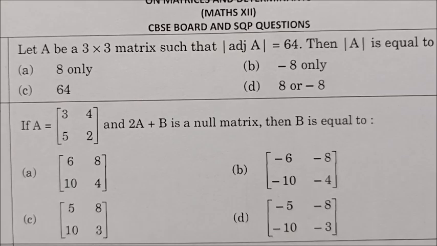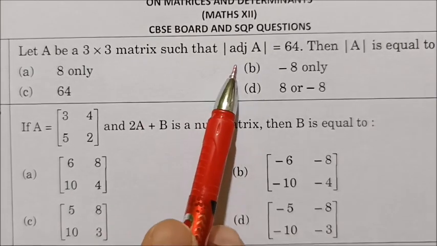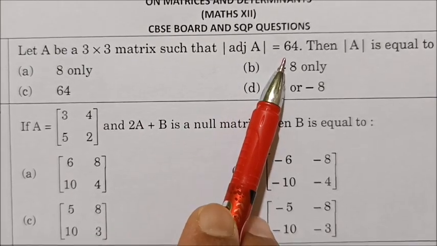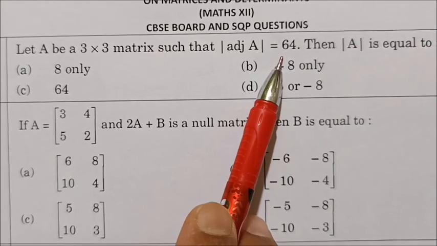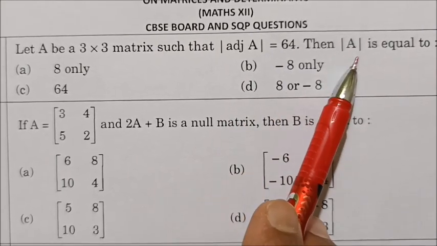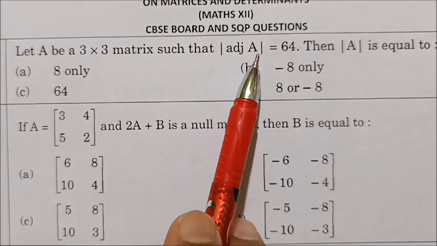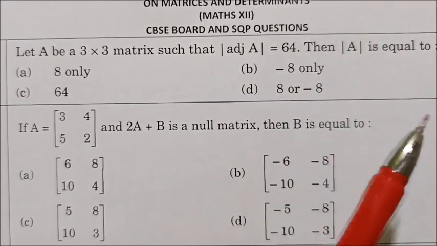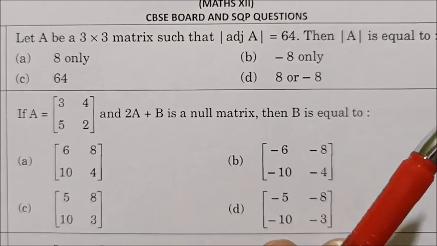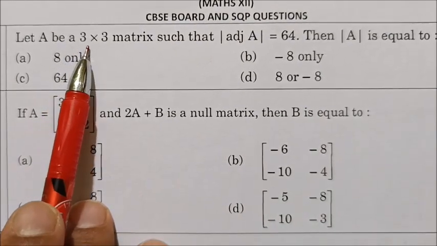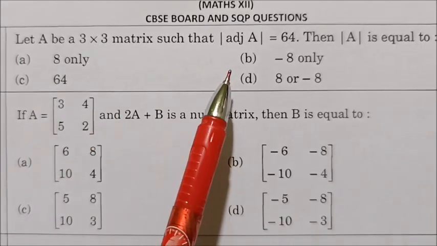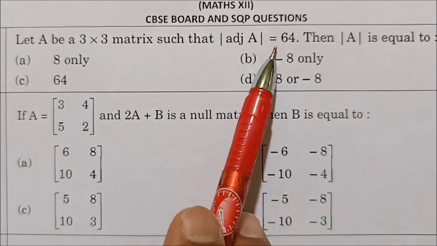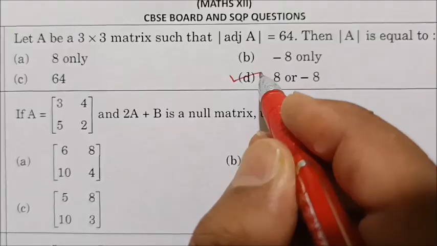Question number 14. In this question, what we see is that the determinant of adjoint of A equals 64, and we know that the determinant of the adjoint of a matrix is the determinant of A to the power n minus 1. And what is n there? That is the order of the matrix. So here the value of n is 3. So that means what we will have? Determinant of A square equals 64. So determinant of A will be plus minus 8.